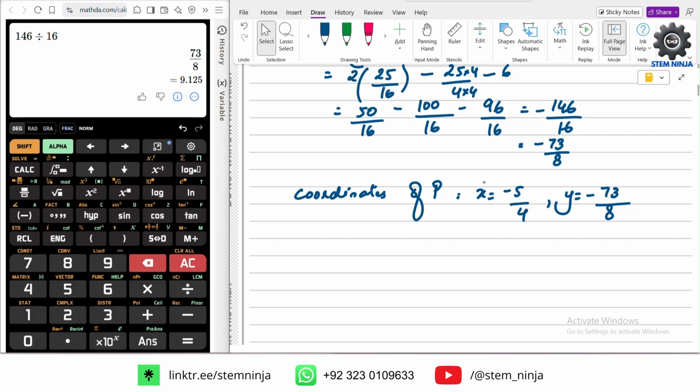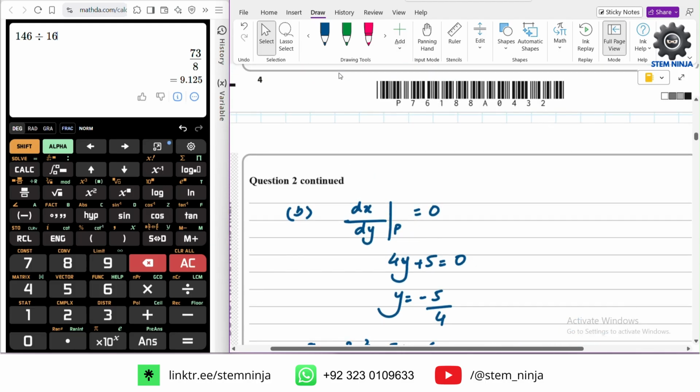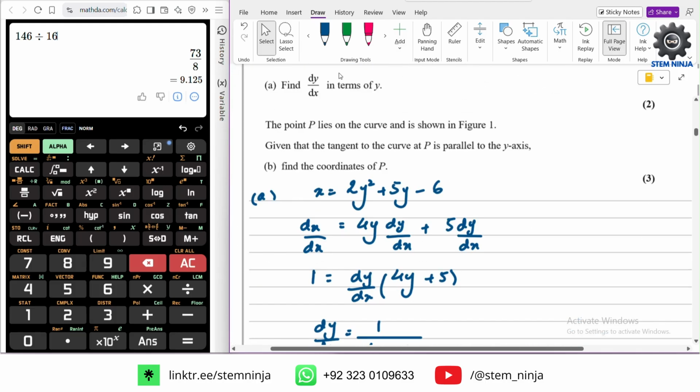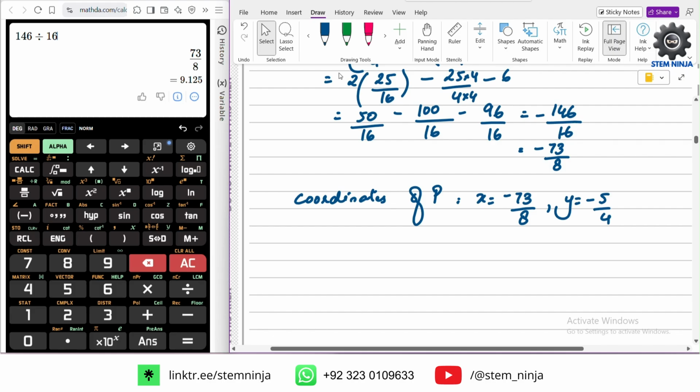Sorry, it's the other way around. I just realized that what we found was the x. So x is minus 73 over 8 and this is minus 5 over 4. Right. And this is question number 2. Let's move on to question number 3.